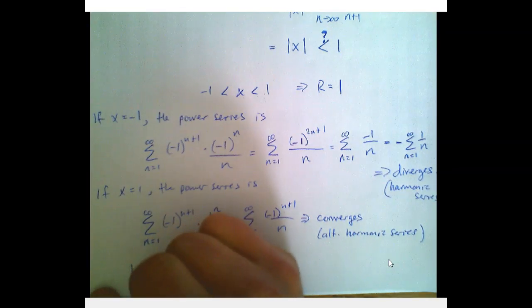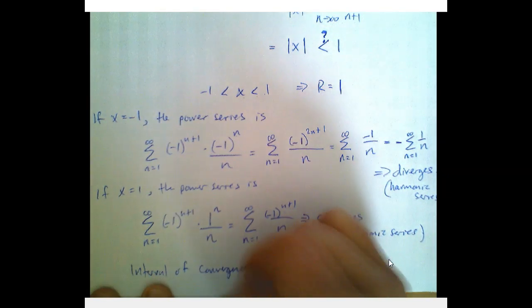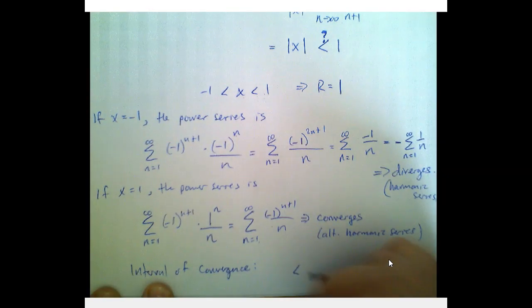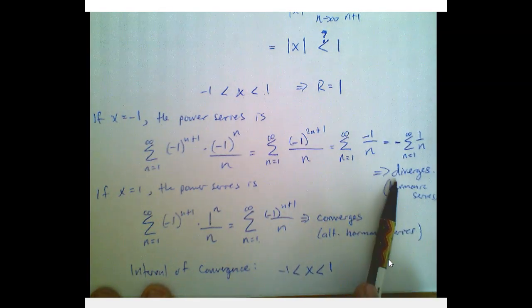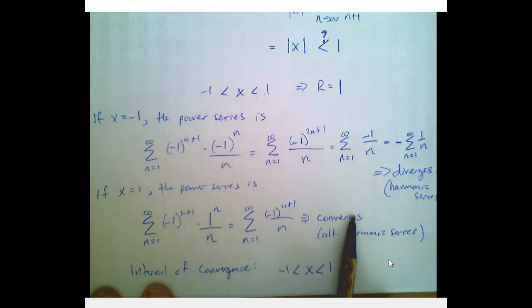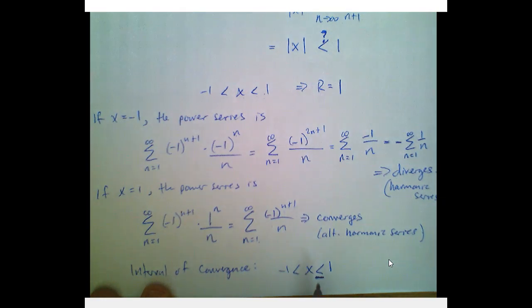Therefore, the interval of convergence is x in between negative 1 and 1, but it diverges at negative 1. It converges at positive 1, so we put an equal to symbol at 1 here. So it is convergent when x is equal to 1 as well. Okay?